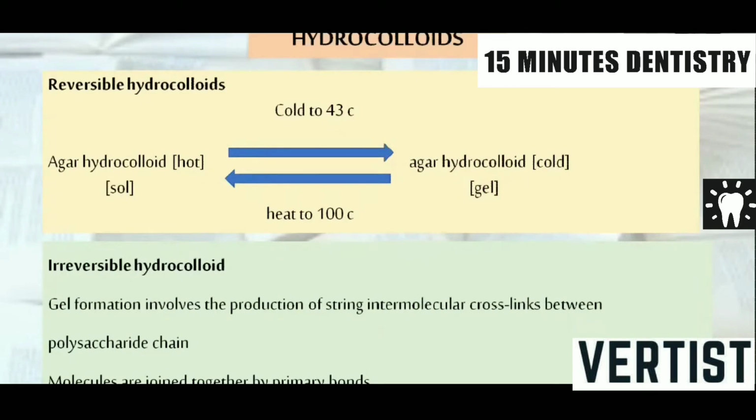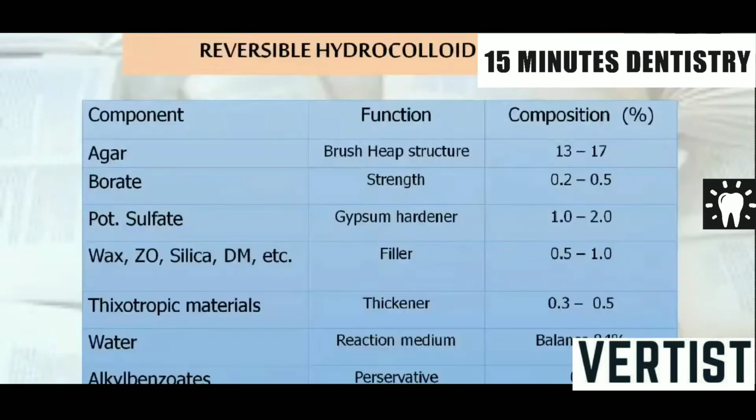So this is a reversible kind of material. Agar-agar is the material used for that, and irreversible is the alginate, which is not going to change from sol to gel again. So that is what we use. We'll start with agar-agar, which is available in a brush type of structure.